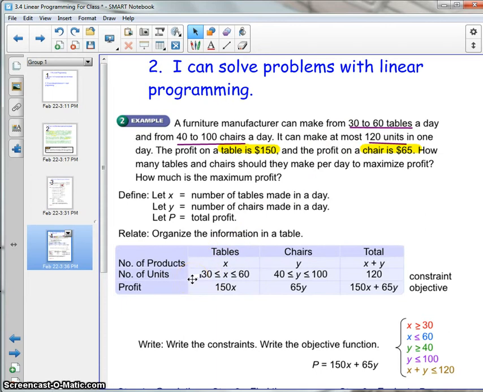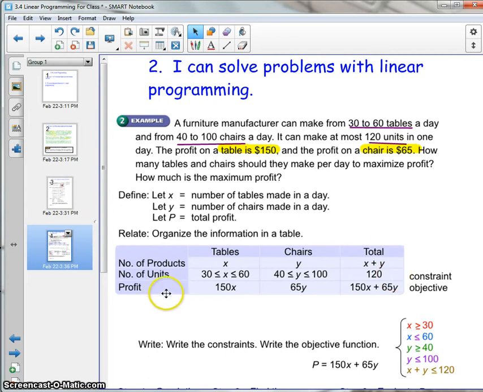30 is less than or equal to x, which represents our number of tables, which is less than or equal to 60. Same thing here for chairs. We know we can make 40 to 100 chairs a day. So 40 is less than or equal to y, which we said represented our total number of chairs, and that is less than or equal to 100. And then our total we're given also in the problem: the manufacturer can make at most 120 units in one day. So that's our total here.